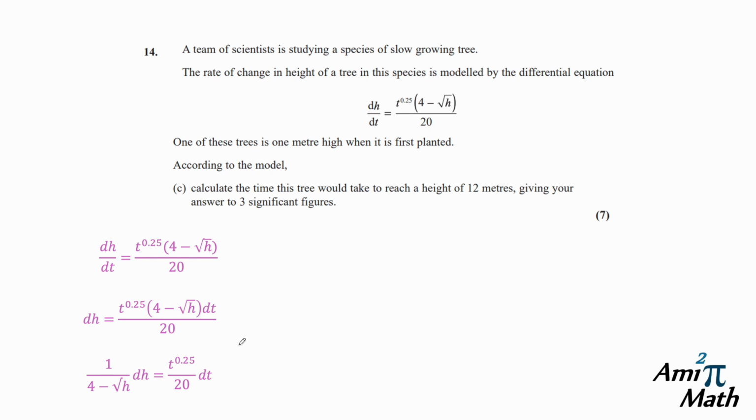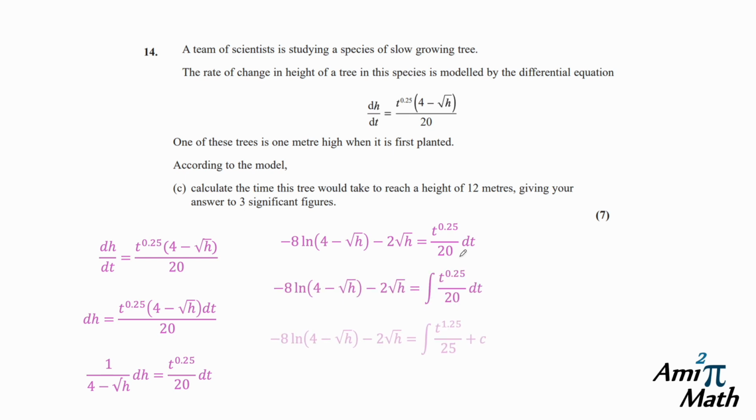Okay, so now from part A, we should remember that this is just equal to minus 8 ln 4 minus root h minus 2 root h, and then we can just equate that to this. And then we can rewrite this as t to the power of 0.25 over 20 integrated, like so. And if we integrate it, we get t to the power of 1.25 over 25 plus c. Obviously you can work this out, but I've just skipped that step.